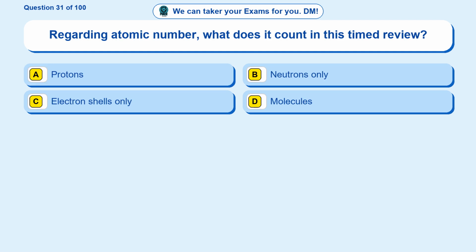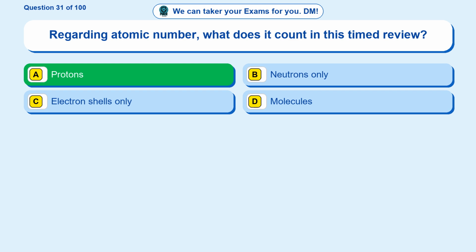Question 31. Regarding atomic number, what does it count in this timed review? Option A, protons. Option B, neutrons only. Option C, electron shells only. Option D, molecules. The correct answer is option A.